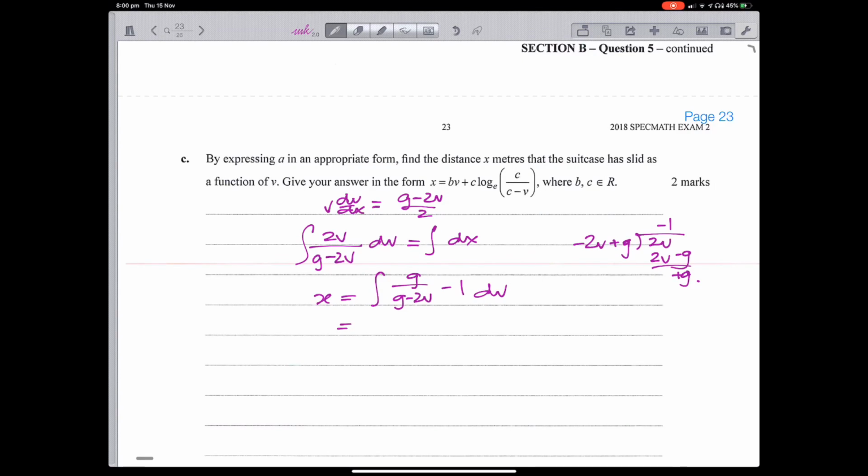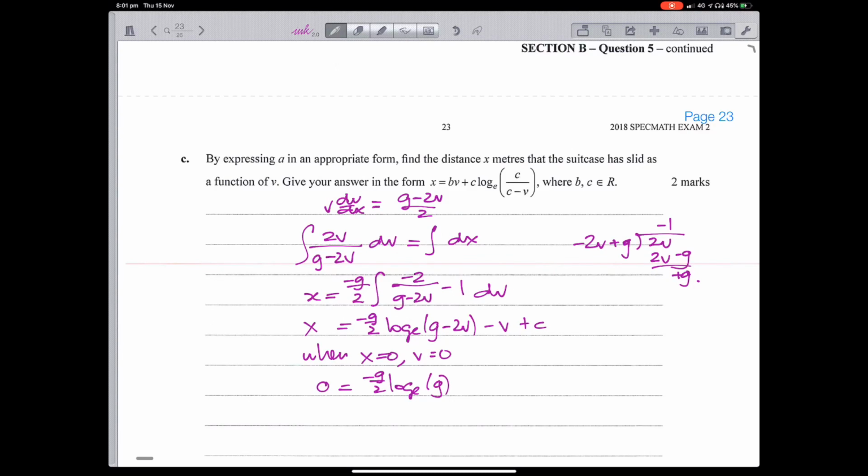If we want the top to have a g, bring the g out the front, negative 2, so I've got to put a negative g on 2 so I don't change anything. So I get negative g on 2 log e of g minus 2v minus v plus c is equal to x. When x equals 0, v equals 0, because it starts from rest and its displacement is 0. So 0 equals negative g on 2 log e of g minus 0 plus c. Therefore, c is equal to g on 2 log e of g.